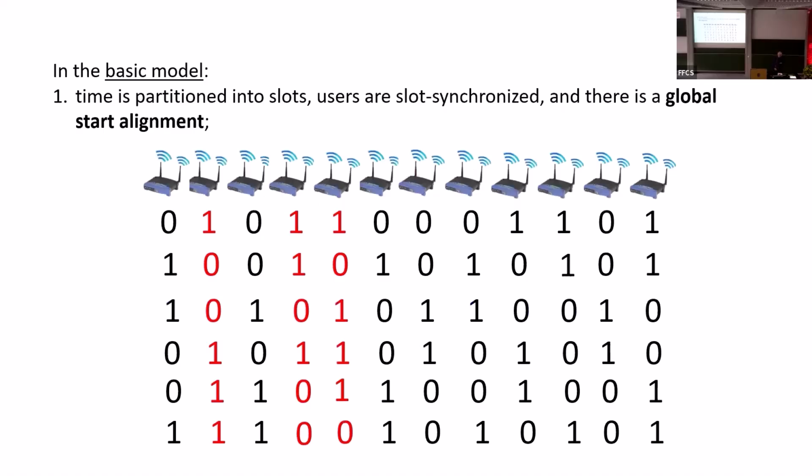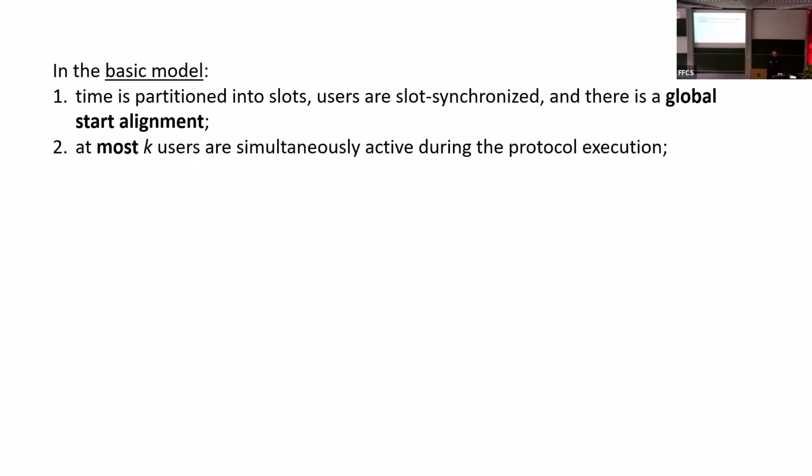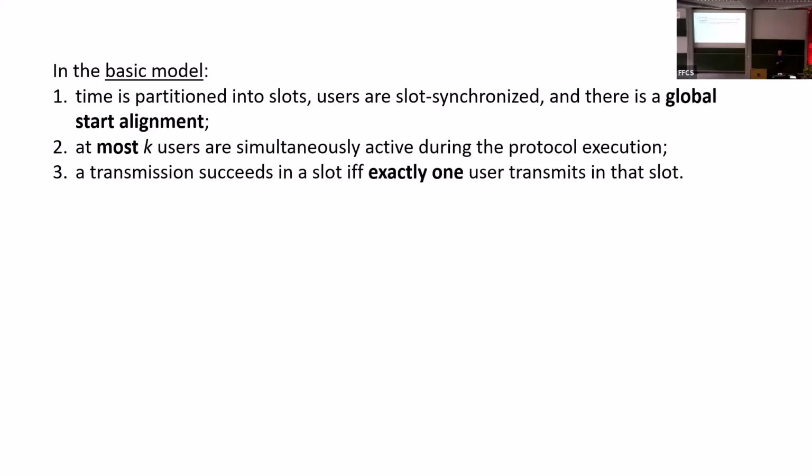Okay, let's go back to the basic motivation to introduce superimposed code in the context of multi-access communication. If you remember what we do, we assign a code word to each station. The stations start together and they execute the protocol. And this is the basic assumption. The other assumption is that at most k users are active, and a transmission succeeds if and only if in a given time instant only one station is transmitting.